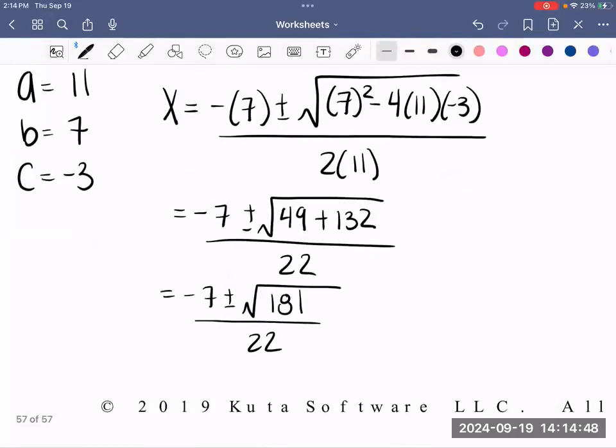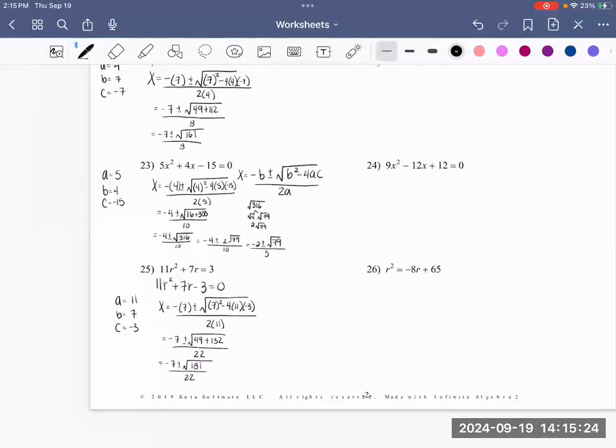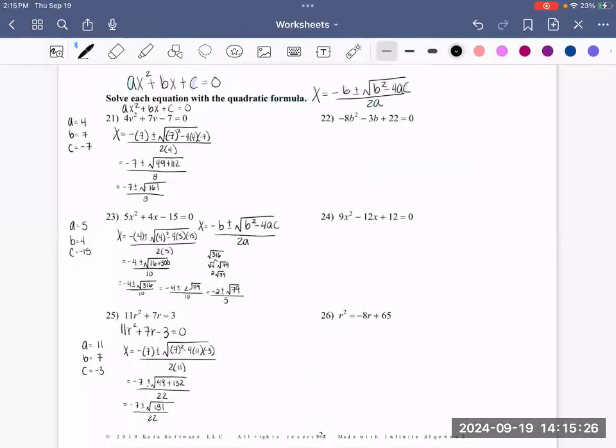And then looking at 181, we can figure out if we have anything to reduce. And that is your final answer. Make sure that we try some of the other ones on the other side, just to get some practice.